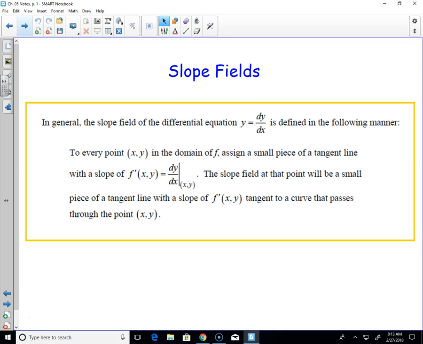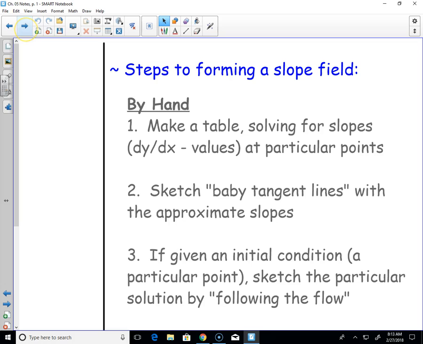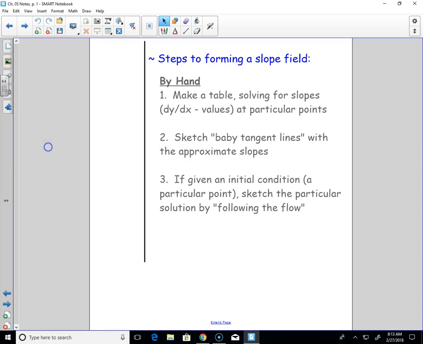And so we will have, at that point, a little baby piece of the tangent line that would be skimming the curve that's passing through that point. This is what I put down as the steps for making it. I'm saving the table where you're plugging in the dy dx at particular points just to keep it all nice and organized. Sketch the baby tangents with approximate slopes, thinking rises over runs, but not connecting. Well, you'll see me do it.